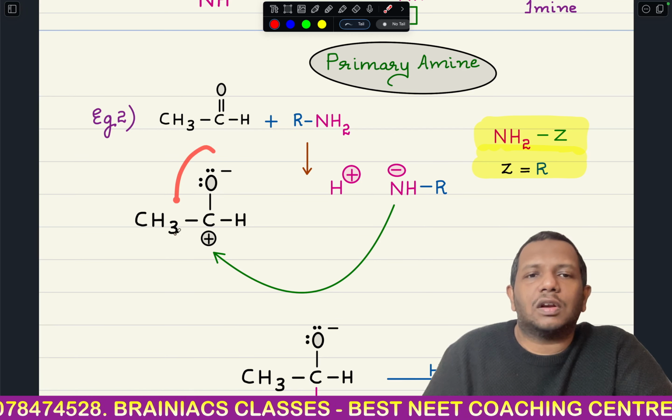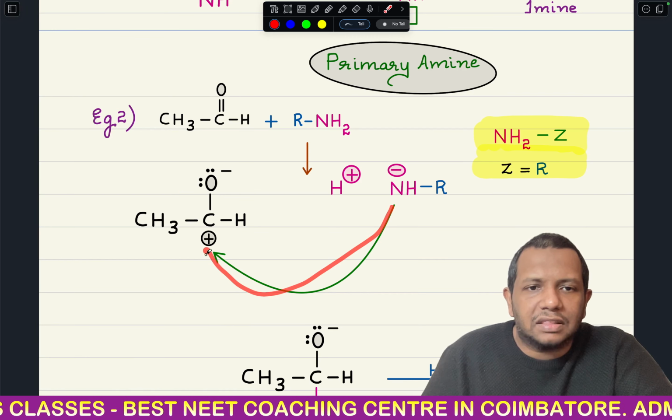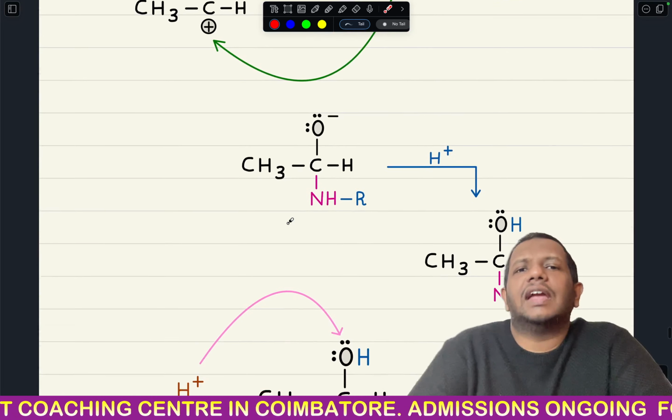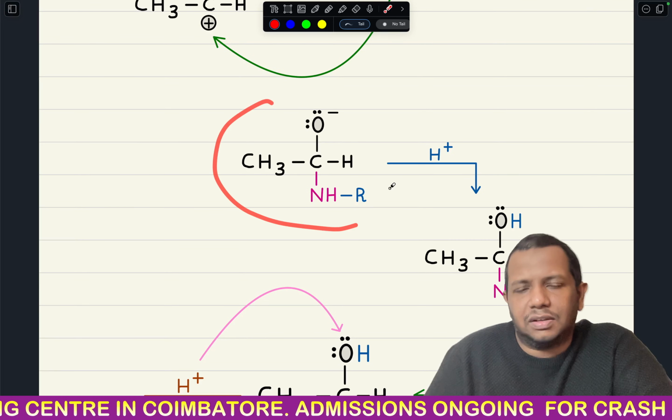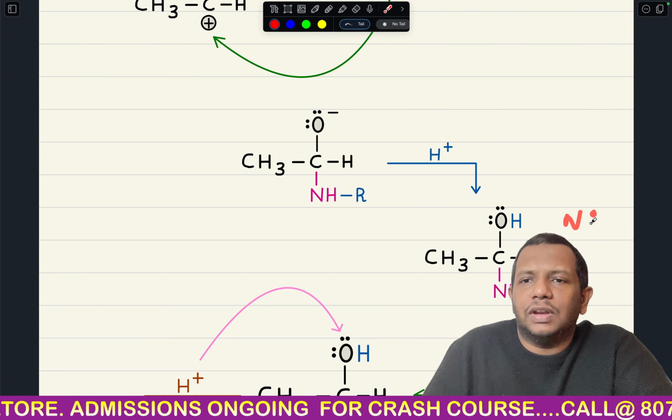So again, this will undergo polarization like this, and here the nucleophile will come and attack the positively charged carbon, like in the previous reaction. Again, you will get a tetrahedral intermediate. Now, this will be attacked by the H plus. You are getting your nucleophilic addition product.